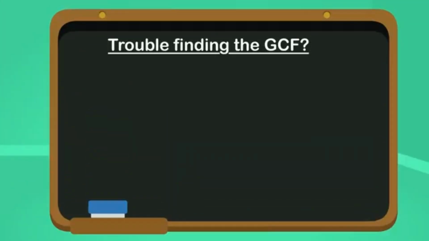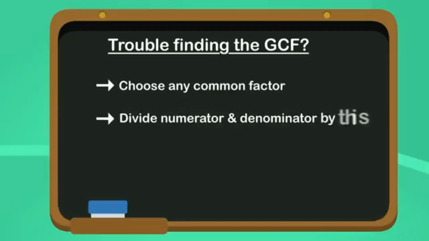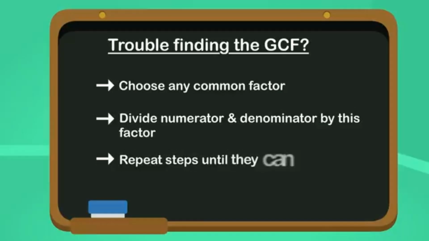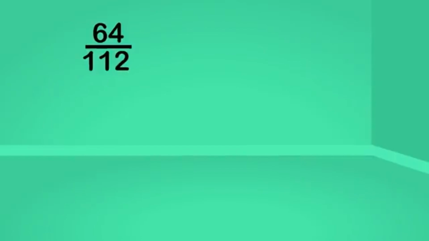If we are having trouble working out the greatest common factor, we can choose any common factor, divide both the numerator and the denominator by this factor, and then repeat the steps until they can be reduced no further. This can be particularly helpful when simplifying fractions with large numbers. For example, let's simplify this fraction.